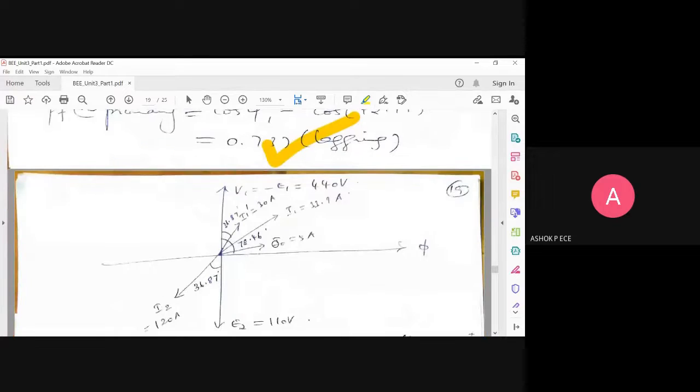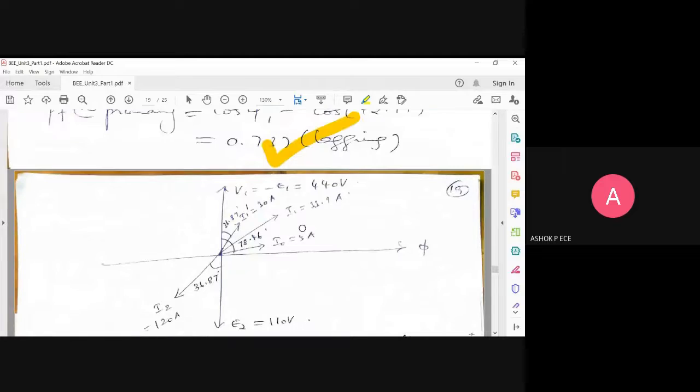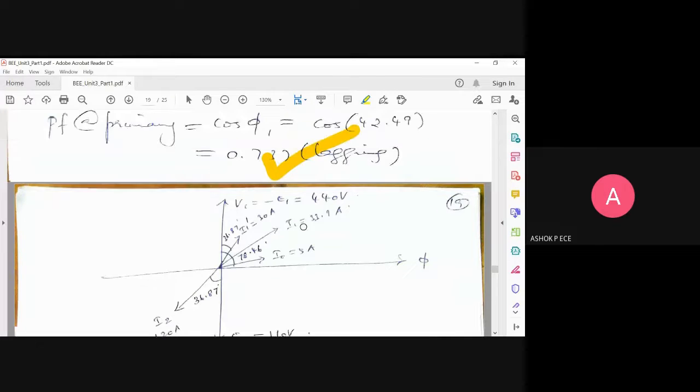So this should be your phasor diagram. And the phasor diagram, I'm not going to explain because I told you how to draw it. So you draw the phasor diagram and understand, or you try drawing the phasor diagram. If you have any difficulties, please let me know.